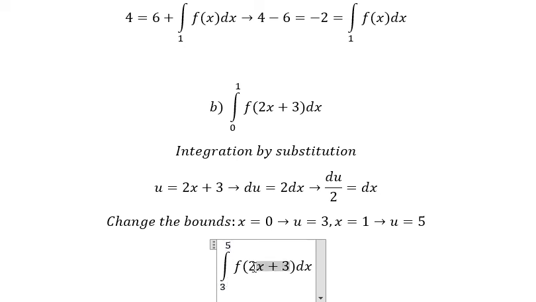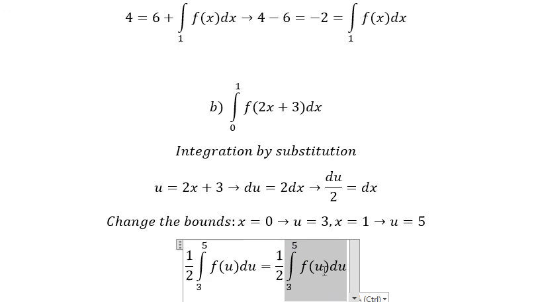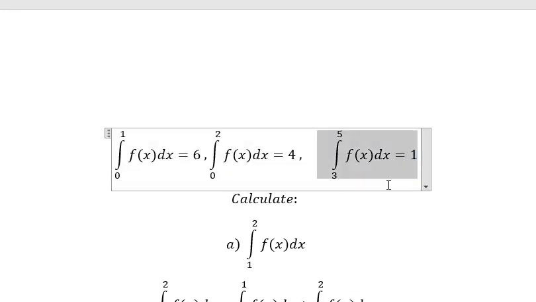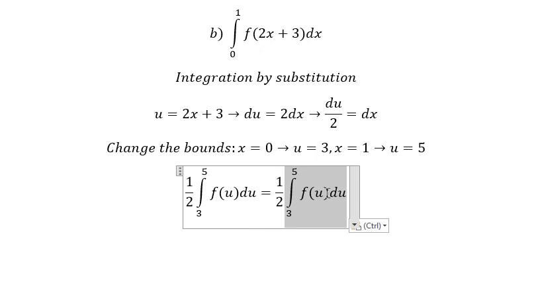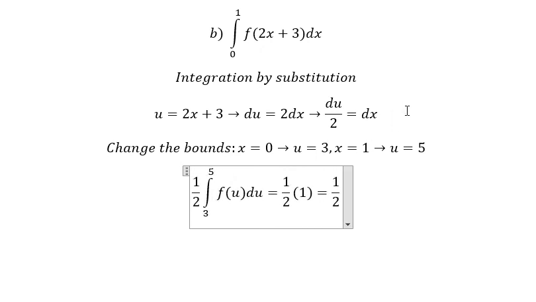2s plus 3 we change to u. ds we change to du over 2. The integration of this one is this one in here. So we just put 1. And we got 1 over 2. This is the end.